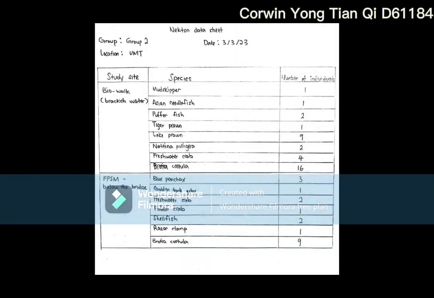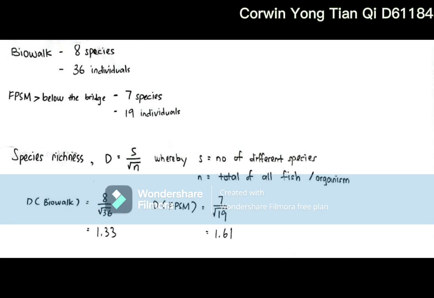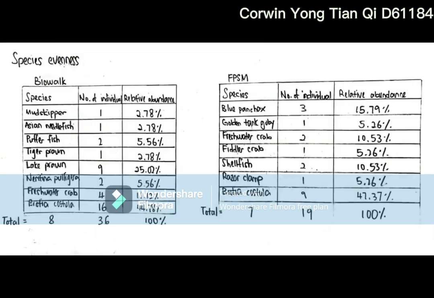So for the task content, everything is displayed on the nekton data sheet as shown on the screen. It comprises where the study site is, the species caught, and also the number of individuals. In terms of species richness, the diversity at FPSM below the bridge is better than Biowalk, as can be seen through the higher D calculated.